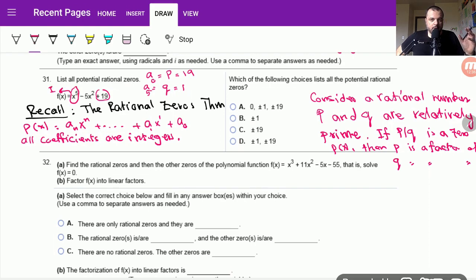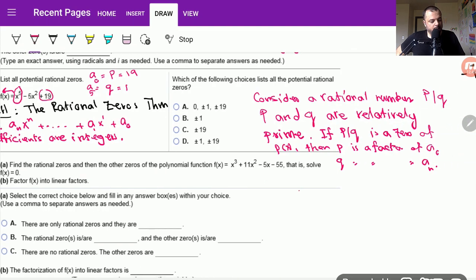Now, what are the possibilities of having rational zeros? What we have to do is look at the p and look at the q, and look at the factors of p and factors of q. What are the factors of p? We have 19. The factors of p are either 1, positive or negative, or 19, positive or negative. And what are the factors of q? Only 1, positive and negative.